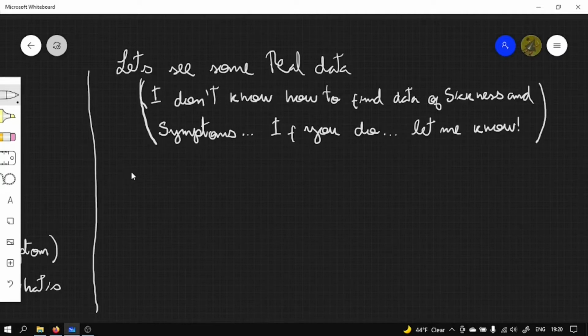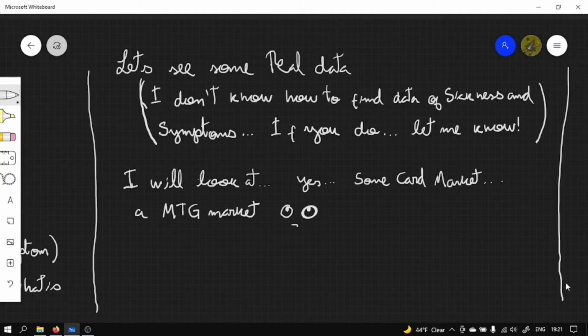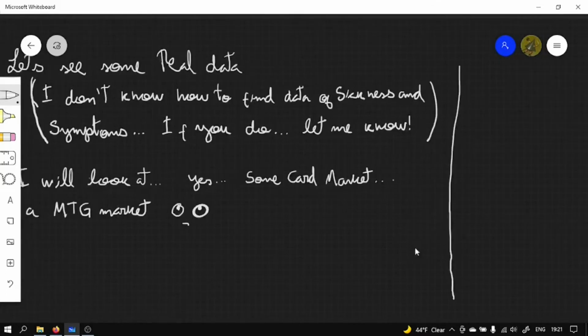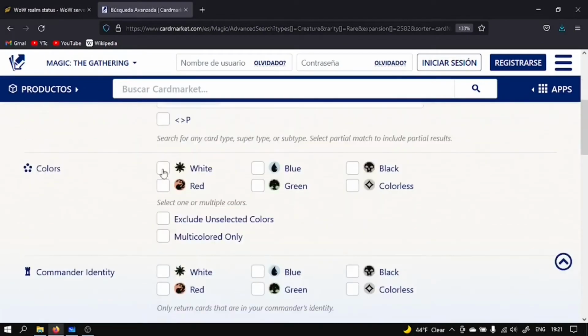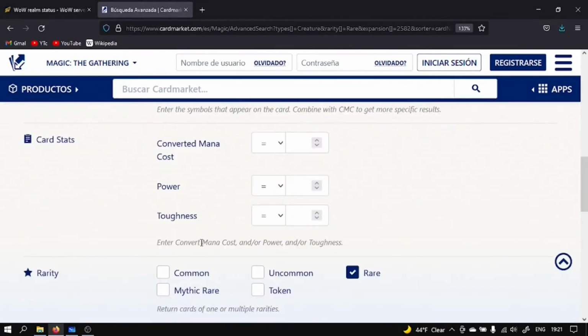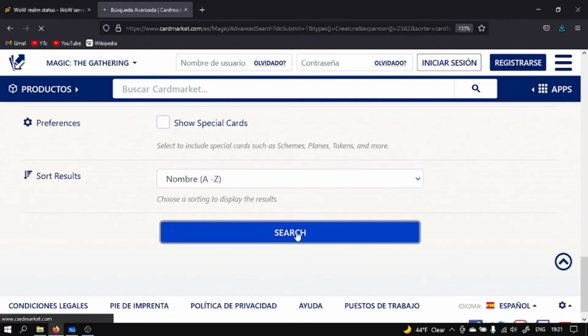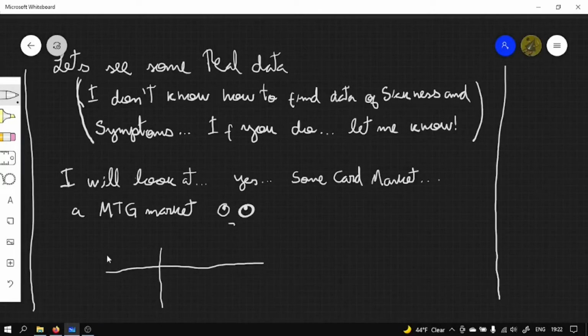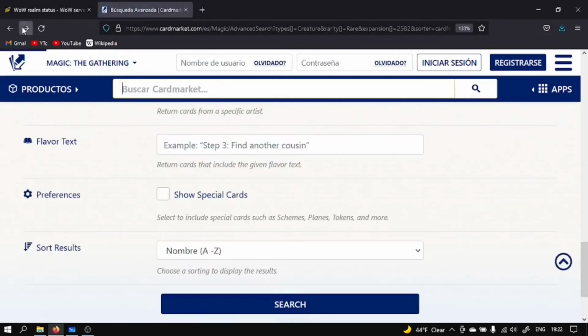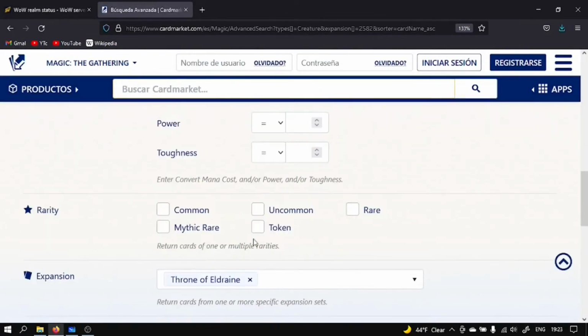What will it be? Of course, some card game, some MTG card game. We are seeing it in the expansion of Throne of Eldraine, which is the one that has the funniest trailer. And we just look at the amount of creatures. That's 124. That's all the creatures. Now, which creatures are rare? We just put here rare. Let's see, 31.